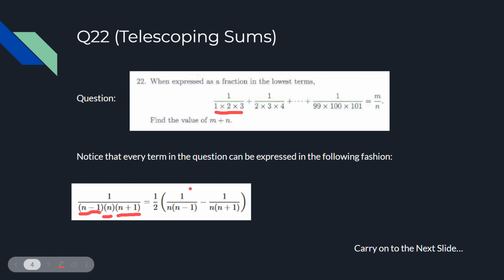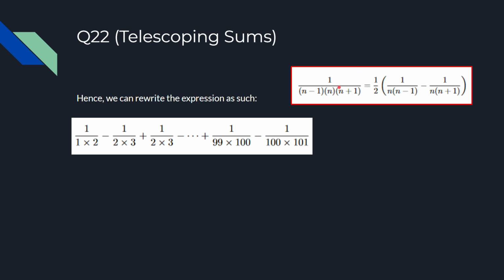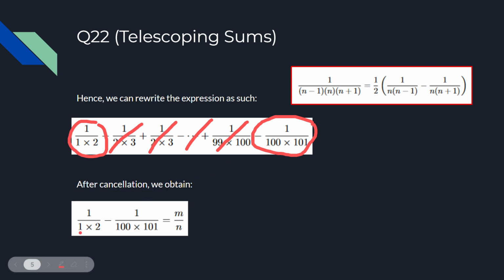So the nice thing about this expression over here is that I can now rewrite my initial expression in the question, and I realize that all of these things inside cancel because there's 1 minus 1 positive, and this just occurs throughout the inside. So I realize that the only things I'm left with is the very first term and the very last term, right? So that's a very cool way of simplifying our problem. So after cancellation, we actually obtain this thing over here.